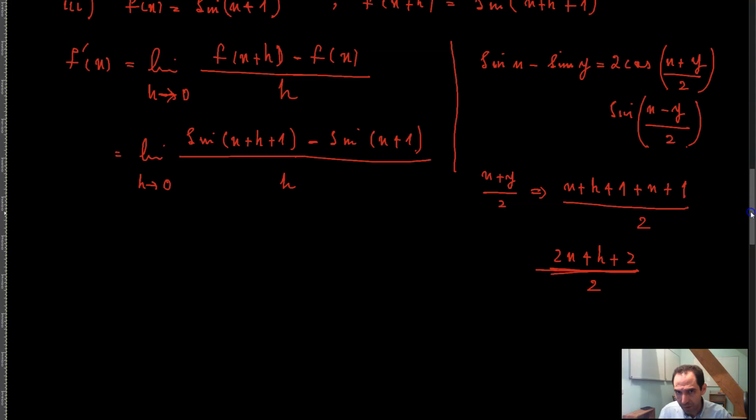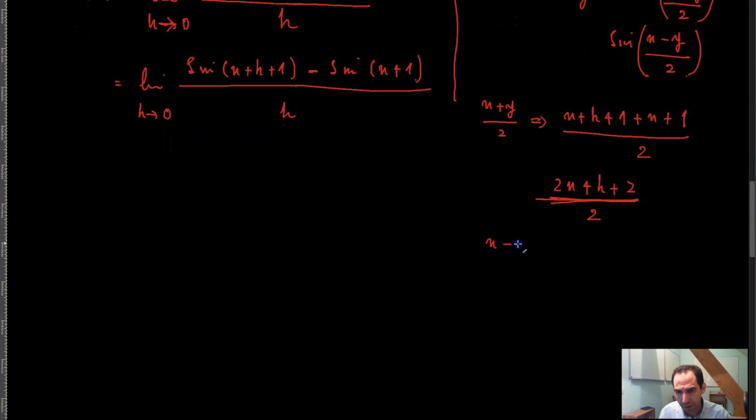And x minus y divided by 2 is equal to this angle, which is x plus h plus 1 minus x minus 1 divided by 2. These two will cancel out, and you will be left with h divided by 2.